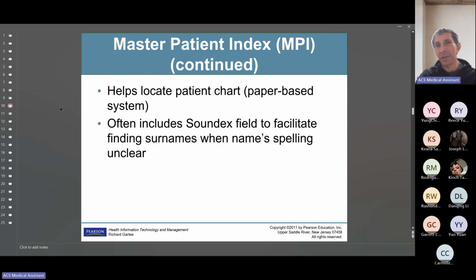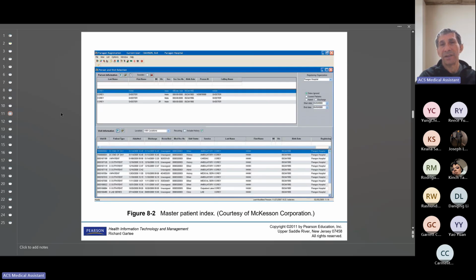So right here, the master patient index helps locate the patient chart or paper-based system. Of course, we can have one of those in paper, but when we talk about electronic, it's going to be a lot easier, because we're going to find these medical records just by entering a few details about the patient. We're going to find it right there. So this is the master patient index.